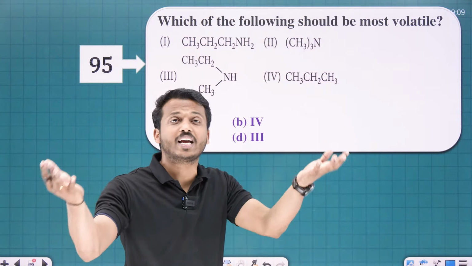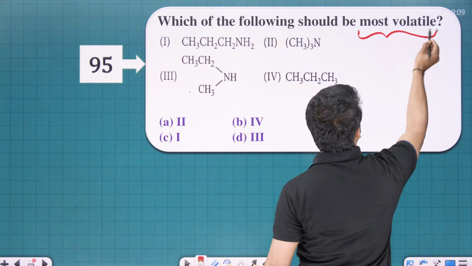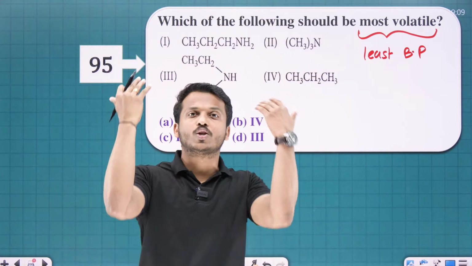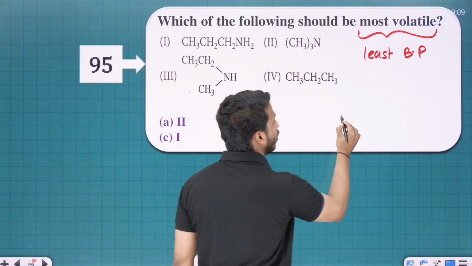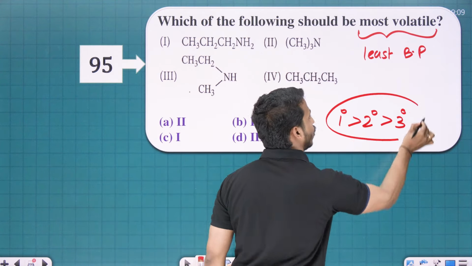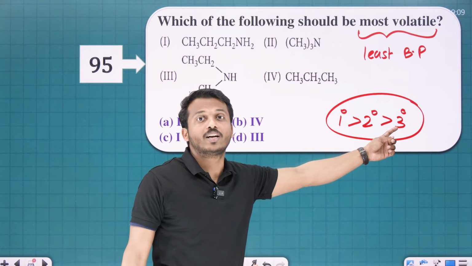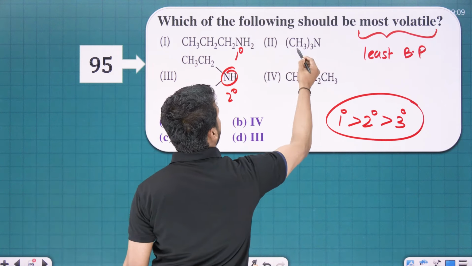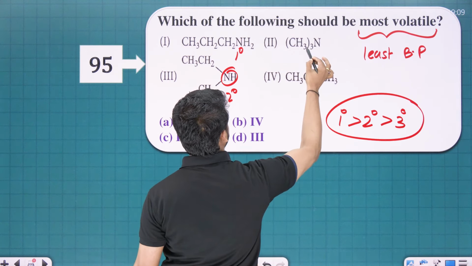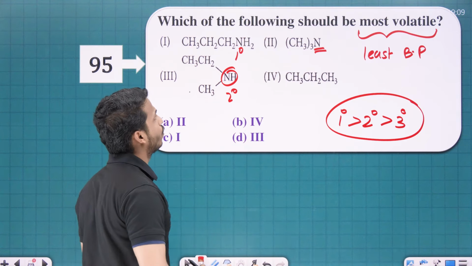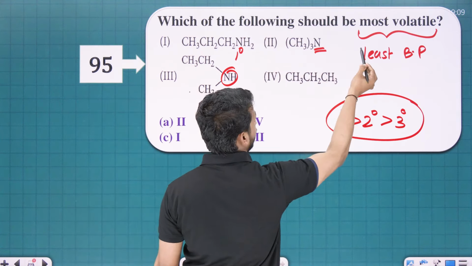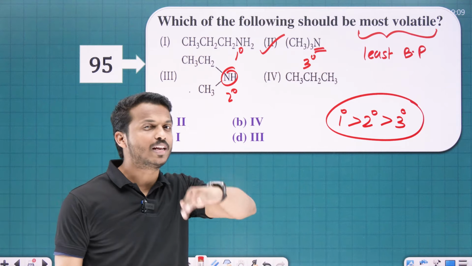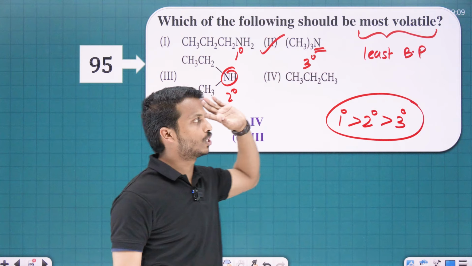Which of the following should be most volatile? Dear all, most volatile means they are easy to vaporize. Most volatile means they have the least boiling point. The lesser the boiling point, the easier to vaporize. So you know the boiling point order: primary greater than secondary greater than tertiary. So which one has the least boiling point? Tertiary. Where is tertiary? This is primary, this is secondary, this is hydrocarbon, and this is tertiary, the second one. Tertiary cannot form any hydrogen bond, so it has the least boiling point. So the third one is tertiary. So most volatile means they have the least boiling point. The least boiling point is given by the tertiary amine. Okay. So the second one.